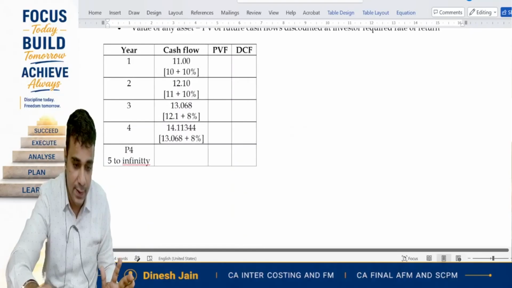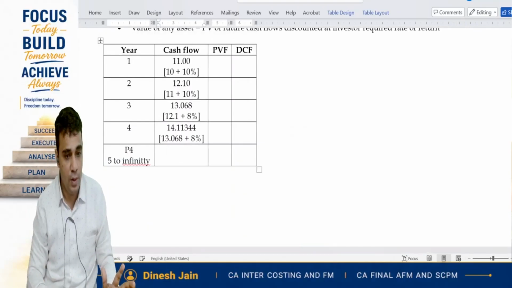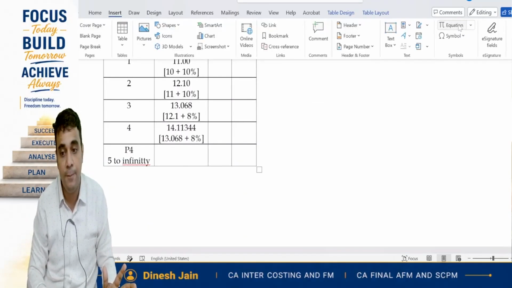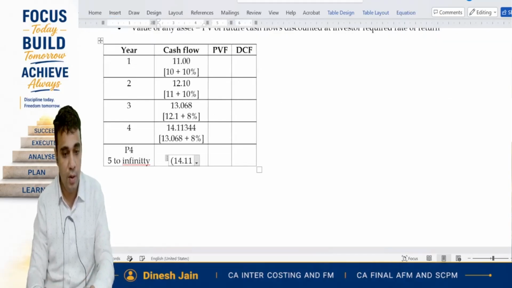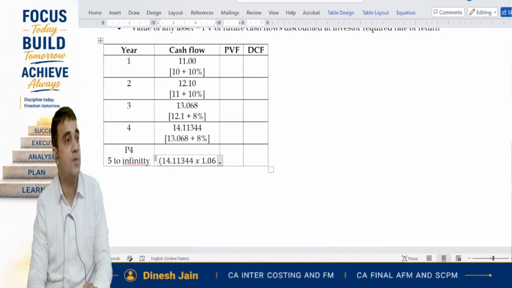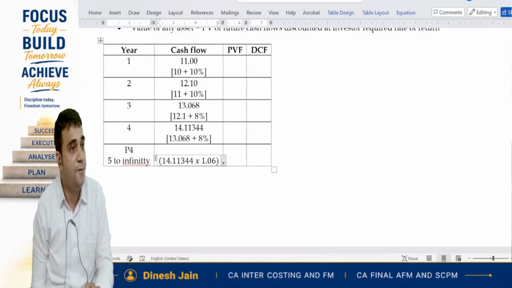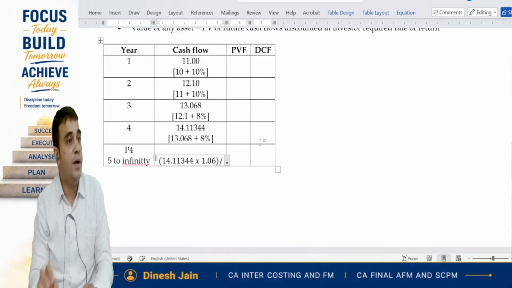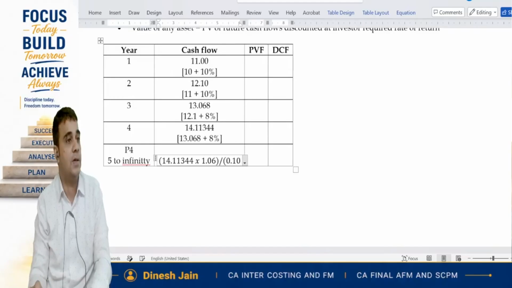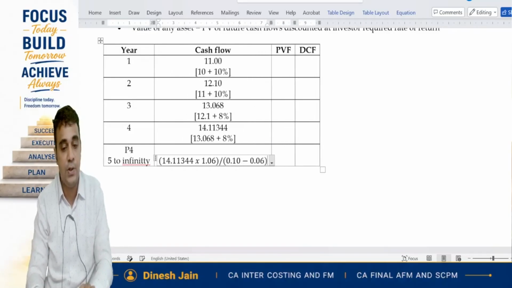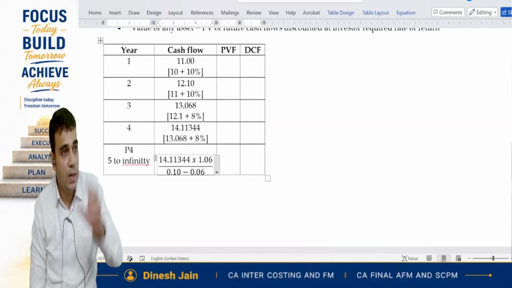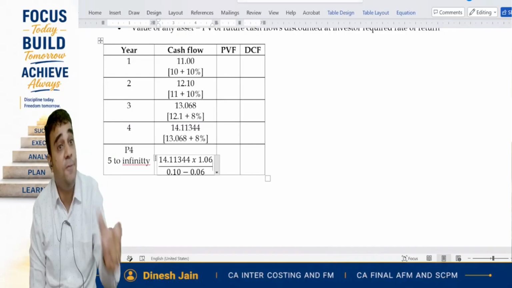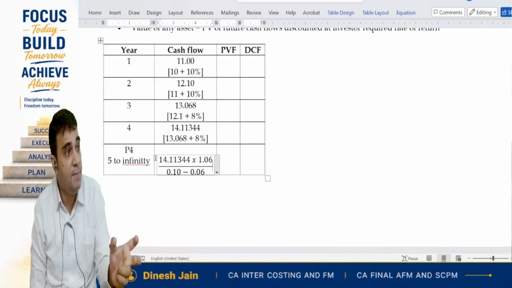So what he said is P4 is equal to, listen for some time, D5. What is D5? 14.11344 into 1.06. What is 1.06? Growth after fourth year. Cost of equity, which I have not mentioned till now, let's assume it's 10%, minus 0.06. P4 is equal to what? D5 divided by KE minus G.